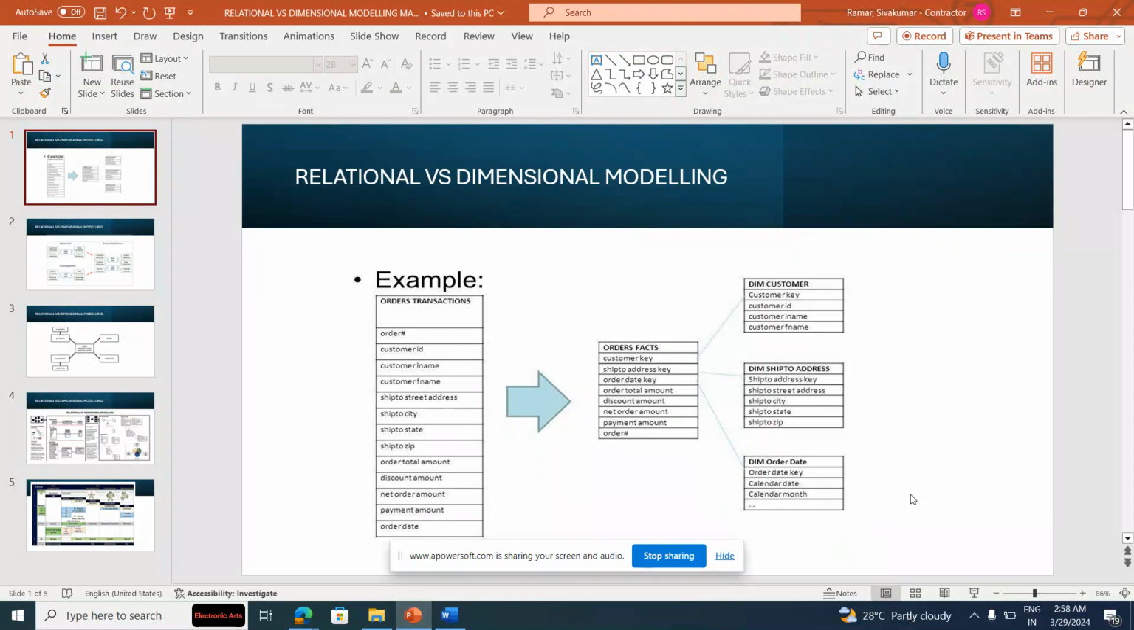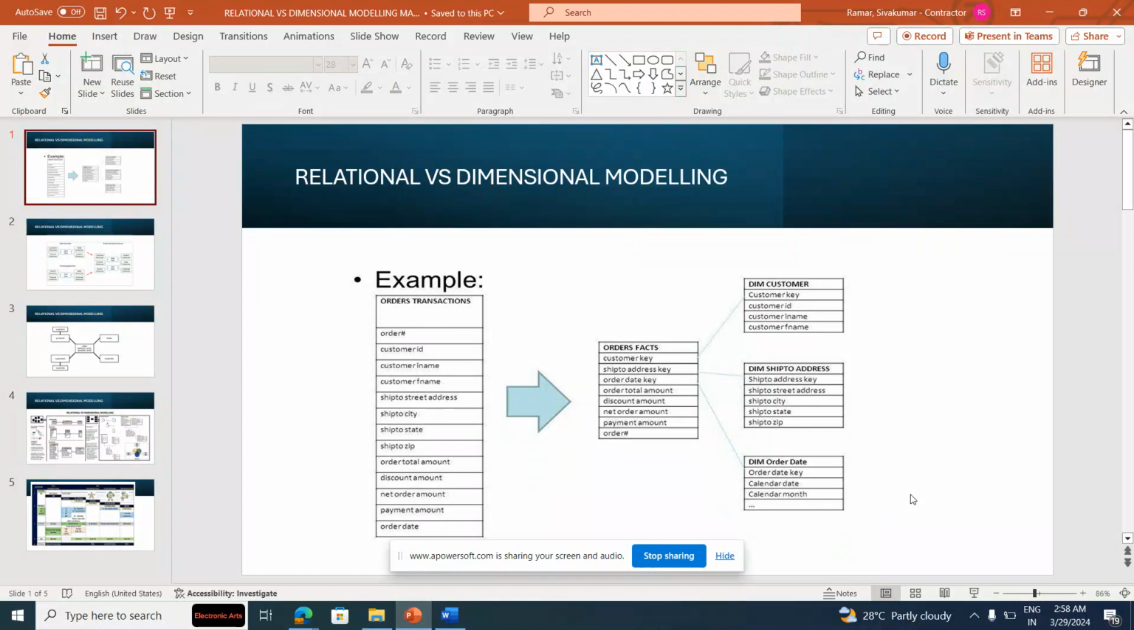By looking at this, you can see order name, customer ID, customer name, customer first name, order total amount, and order date. So as we know, when you're converting transactions, let's say from a relational database into a dimensional model, we need to know about two things. One is called a dimension, another is called a fact table.